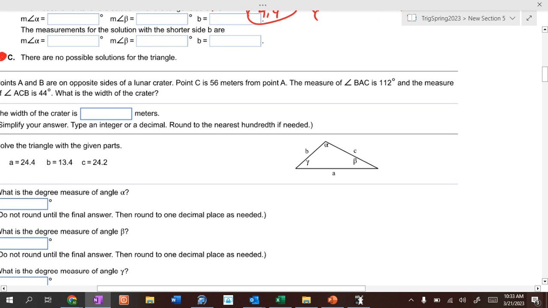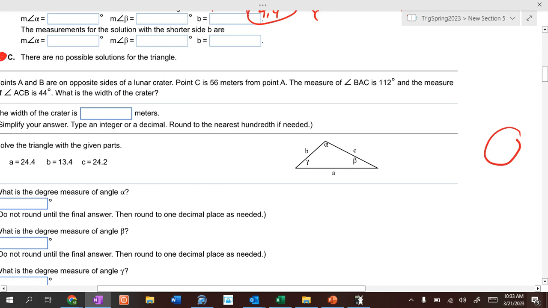Okay, I told you lunar crater problem would be on the quiz and on the test. Here it is. We'll know how to do it now, right? Okay.